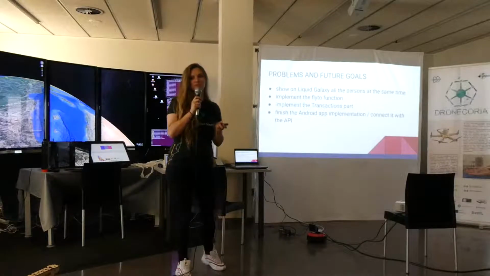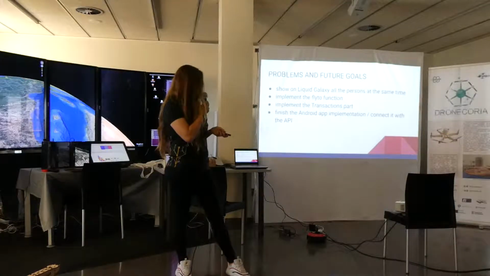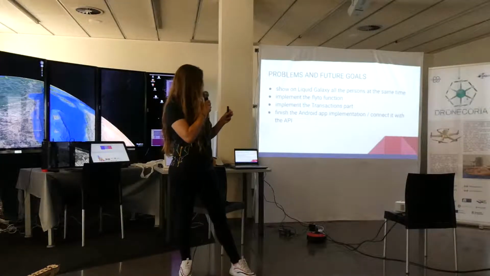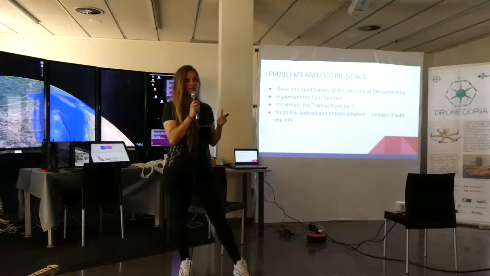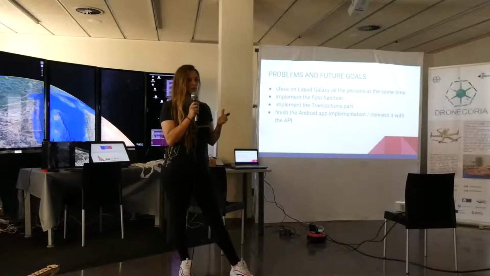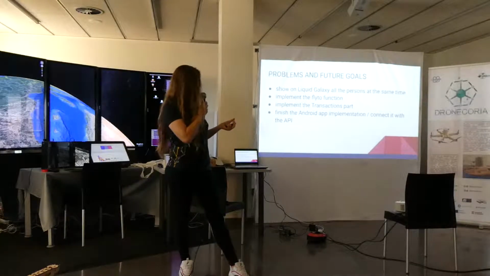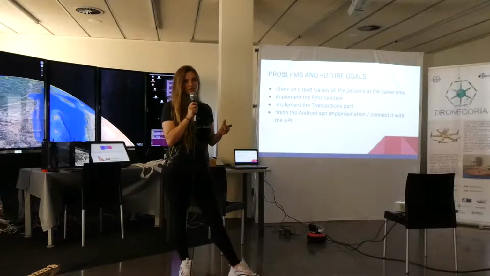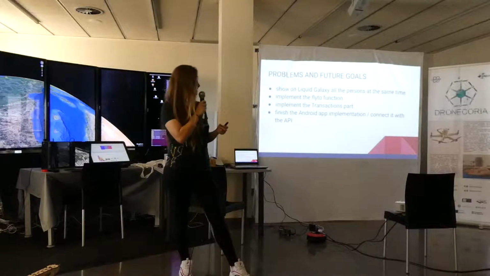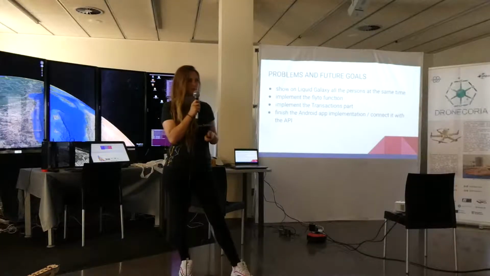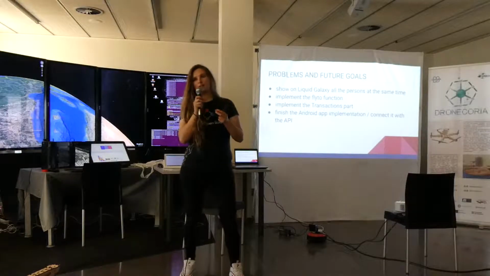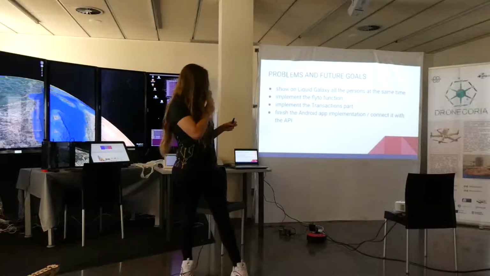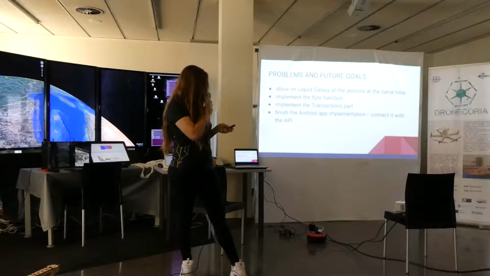Right now, as problems or future goals, I have to show all the persons on the Liquid Galaxy at the same time, because I haven't had time, and I can only get from the database one donor, one homeless, and one volunteer to show on the Liquid Galaxy screen. What I want to do this week and the next week is to show all the people on the Liquid Galaxy screens, implement the fly-to function so we can move to this location because right now it's not implemented, and implement the transaction part.